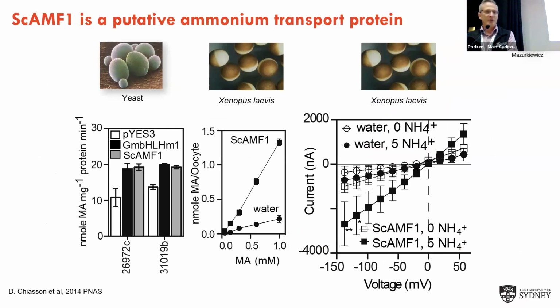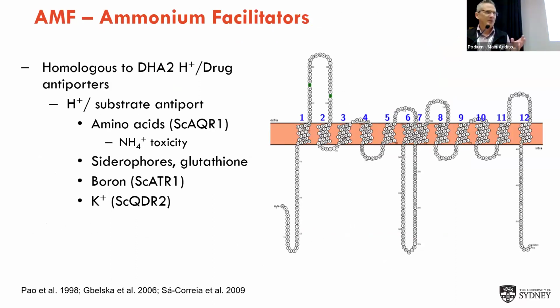This is an expression of both yeast and soybean AMF proteins. It's a transmembrane protein, obviously. They're linked or homologous to DHA2 proton drug antiporter proteins, common in bacterial systems, as well as fungal systems. And so generally, there's a proton antiport mechanism that operates with these proteins, and they transport a range of different things, from amino acids to siderophores, boron, and potassium, depending on the type of protein. So we've landed on an ammonium proton antiporter in this study.